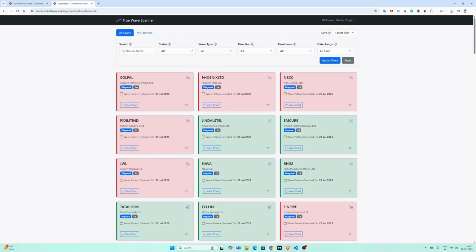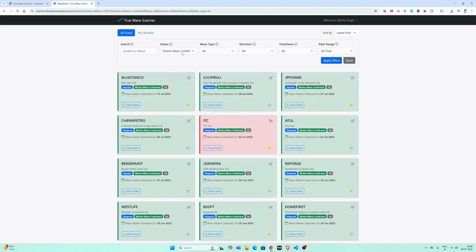in your trade, right? So the first thing that you need to do in True Wave Scanner is open the status filter, select motive wave confirmed, and apply this. What exactly is motive wave confirmed? Motive wave confirmed basically suggests that these are the potential setups where wave 1 has completed and wave 2 is undergoing. And wave 2 also has done at least 38.2% retracement.